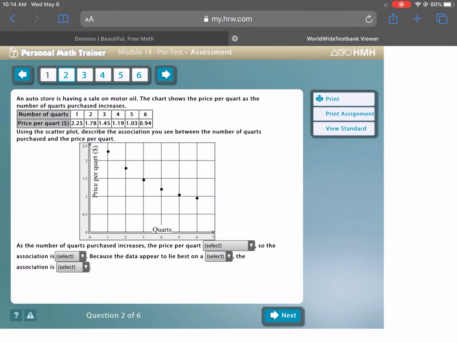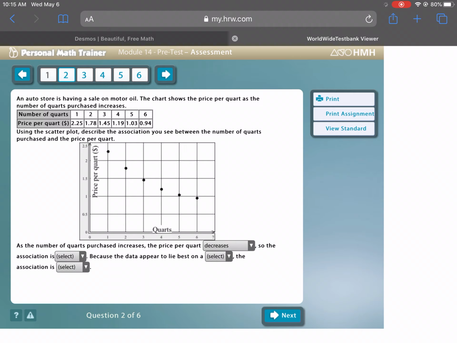Number 2 says an auto store is having a sale on motor oil. The chart shows the price per quart as the number of quarts purchased increases. So we have 1 at $2.25, 2 at $1.78. Using the scatter plot, describe the association you see between the number of quarts purchased and the price per quart. As the number of quarts purchased increases, that's the part on the bottom on your x-axis, the price of the quart looks like it goes down. So we're going to say decreases.